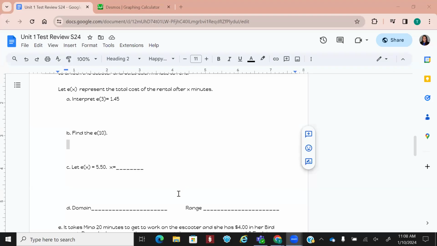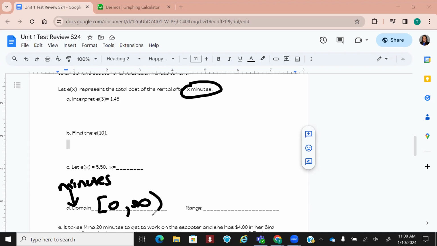Okay, so for domain, that's talking about our X values. So what do our X values represent? A minute. So how many minutes can we start with? What if we unlock the bike? How many minutes would we be at? 0. How many can we go to? How long can we rent the bike? Forever, right? We're going to pay for it, right?